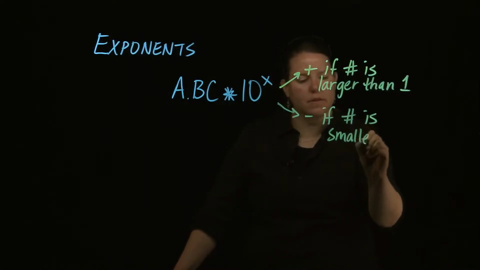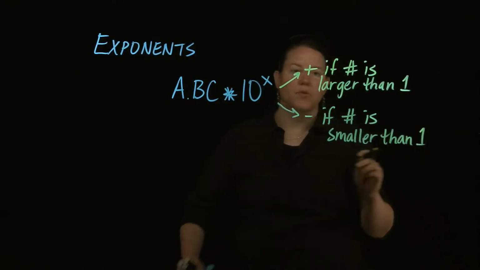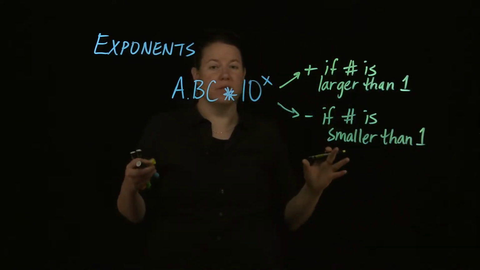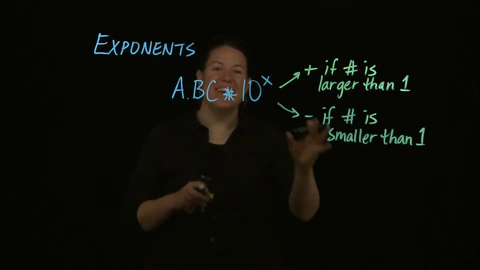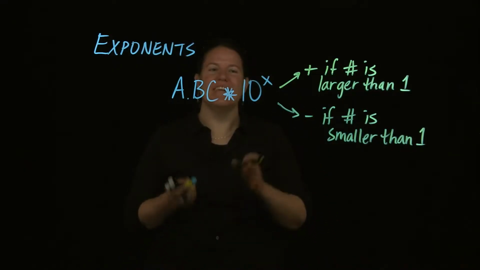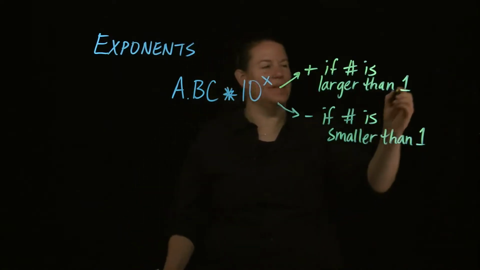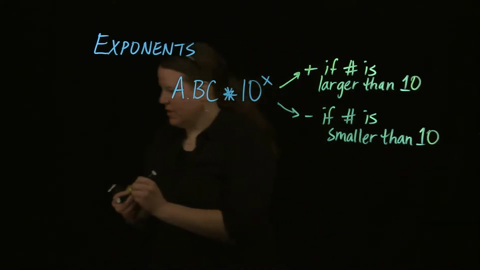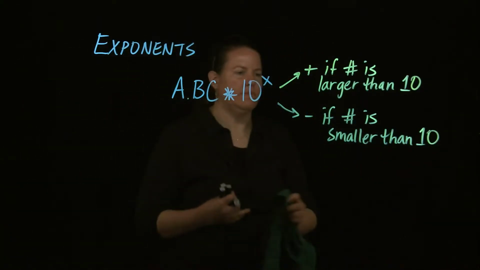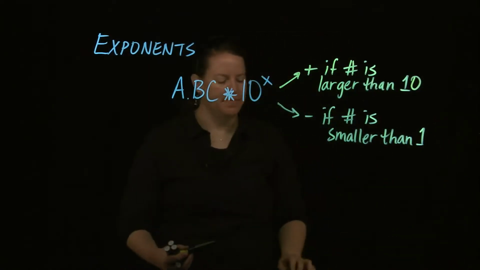Really, we could be more specific here, because between 1 and 9, you would actually use an exponent that's 0. So it's actually got to be larger than 10 and smaller than 1. Larger than 10 and smaller than 1. There you go, if we were going to be really super specific about that.